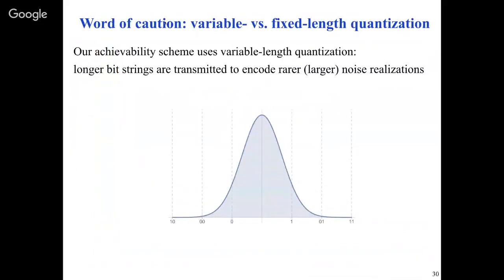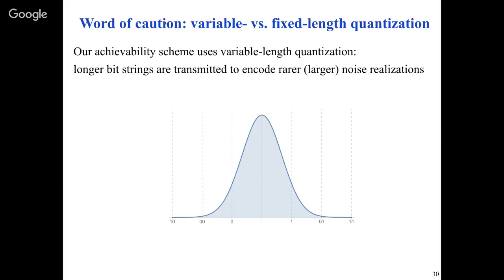Okay, so a word of caution. The quantizer that we use here actually uses variable length quantization. What it means is that at each time step, we are transmitting a string which has variable length. This is how it works. So you see this picture here. The blue thing is the PDF of what we are encoding.